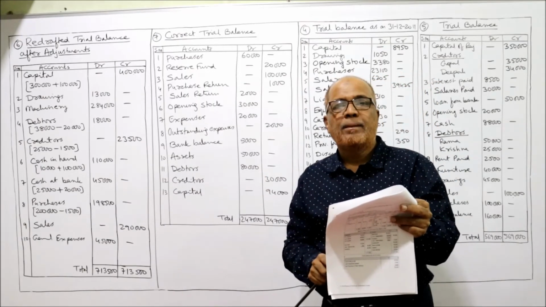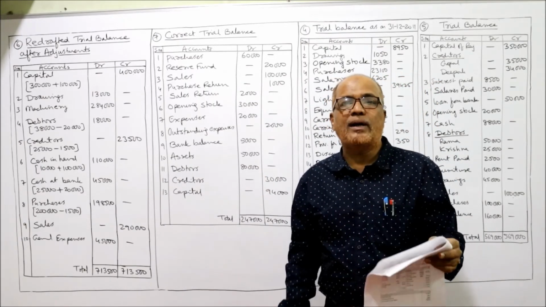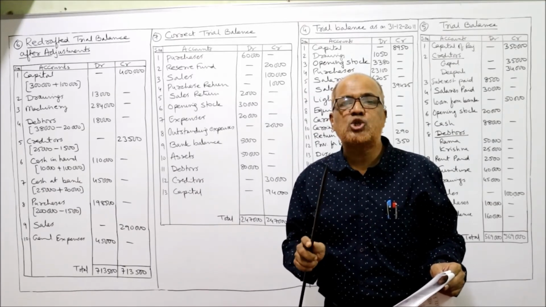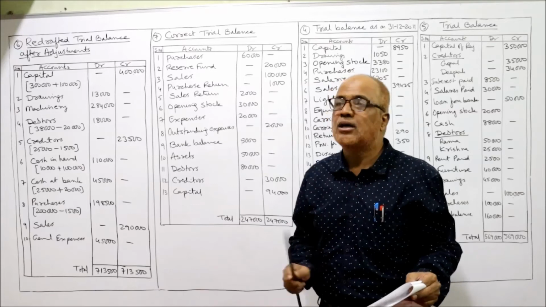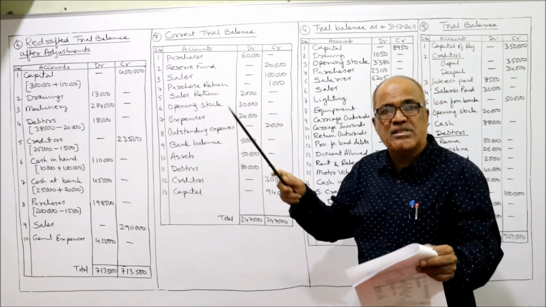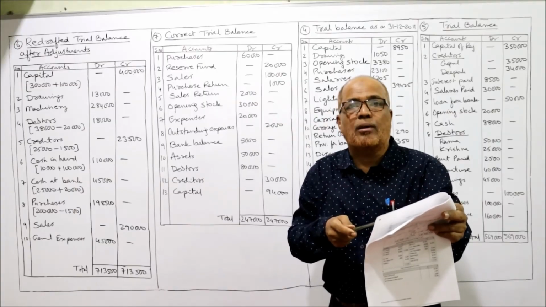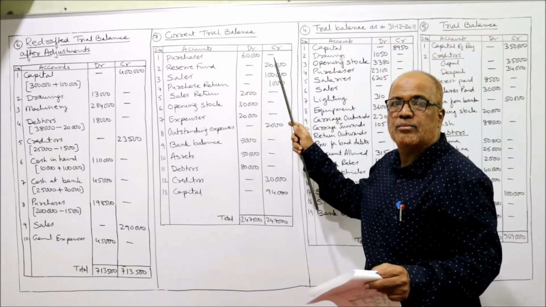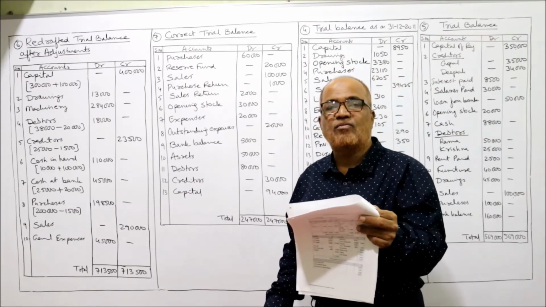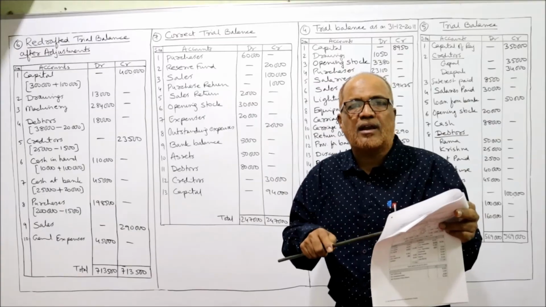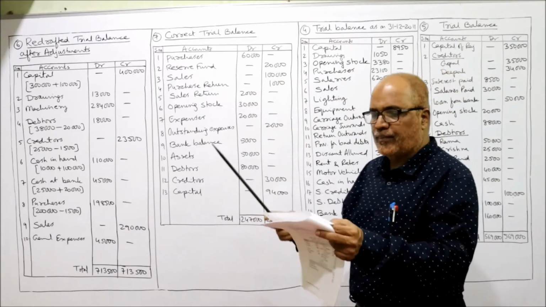Reserve fund. Reserve fund debit column 20,000 is given. It is a mistake. Reserves will show credit balance. So reserve fund I am taking in the credit column 20,000. By mistake in the problem it is taken in the debit column. I have rectified. I have taken it in the correct credit column 20,000. Then sales 1 lakh rupees correctly. Sales will show credit balance. It is given in the credit column. I am also taking it in the credit column.